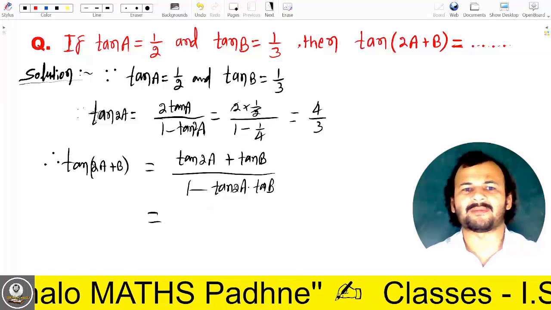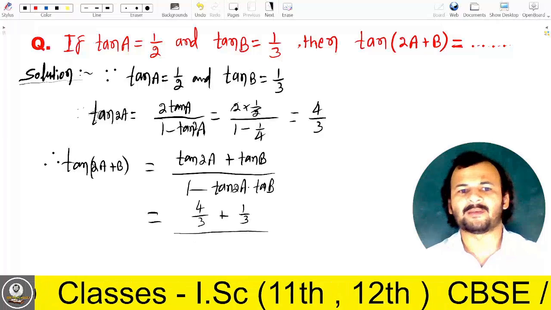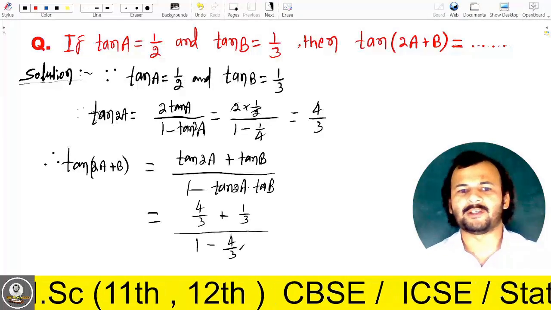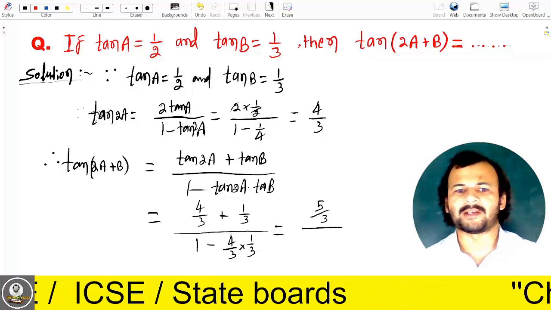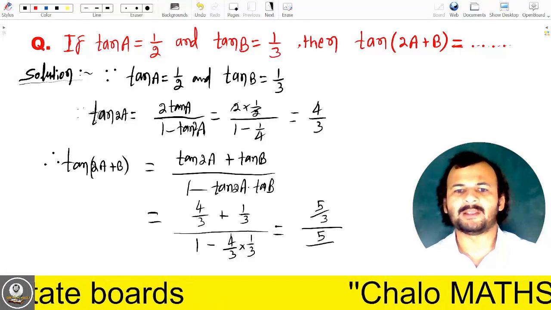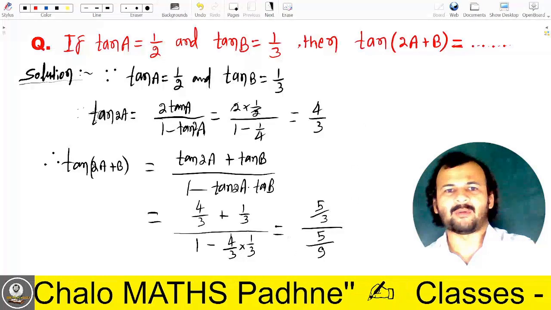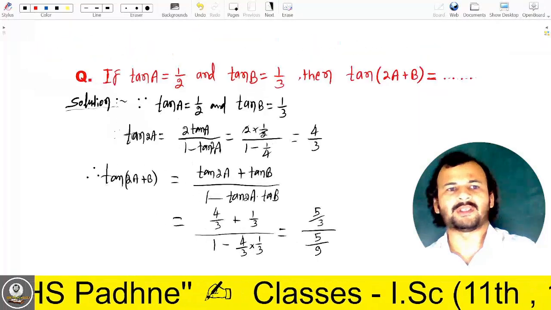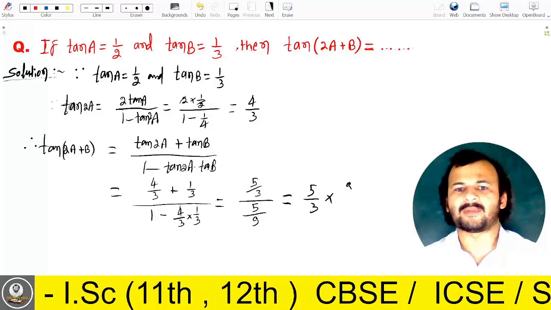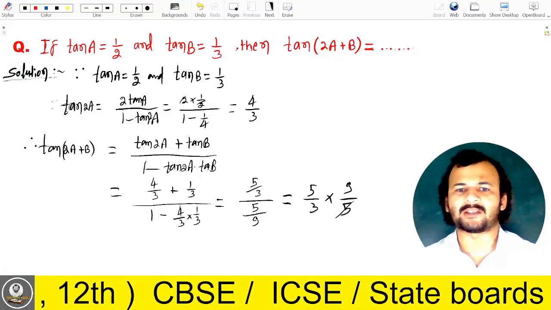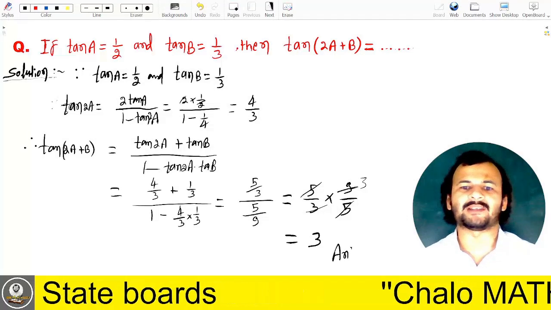And if we put their values, then we get 4/3 plus 1/3 divided by 1 minus 4/3 into 1/3. If we solve here, then we get 5/3 divided by 5/9. Now we cancel the common factors, and we get 5/3 into 9/5. If we cancel the common factors from numerator and denominator, then we get 3. So 3 is the right answer of this question.